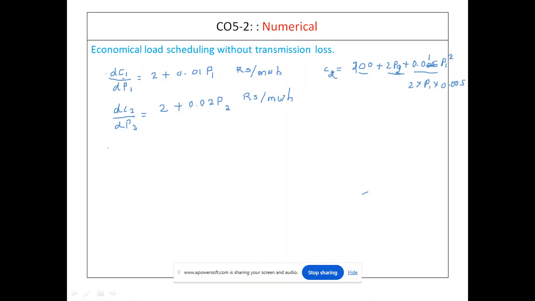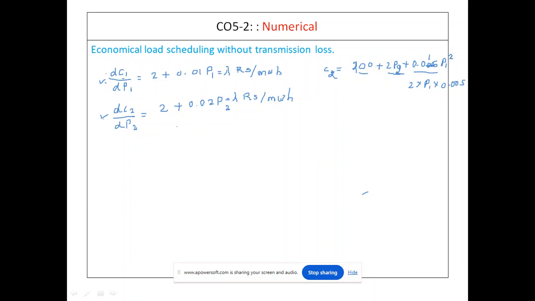Now we will apply our criterion. The criterion is that these two incremental costs, dC1 by dP1 and dC2 by dP2, should be equal and equal to lambda. So let this be equal to lambda.